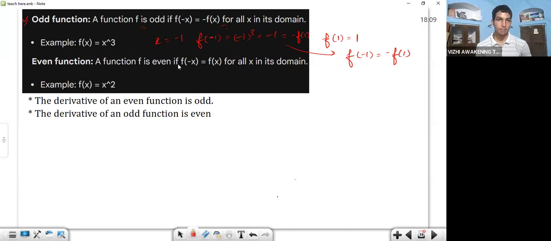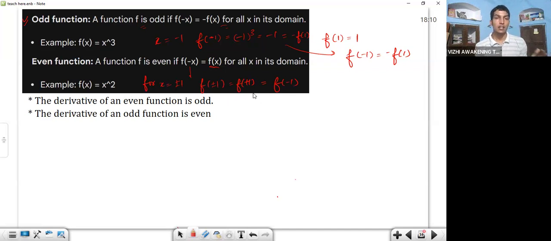When we talk about even functions, these are functions where, when we input some negative value of the variable, the output will be equal to the output when the positive value of the variable is substituted in the function. Okay, so this is an even function. For example, x square. For x equal to +1 and -1, f of -1 would be equal to f of +1. Okay, so that's why we are saying it is an even function.